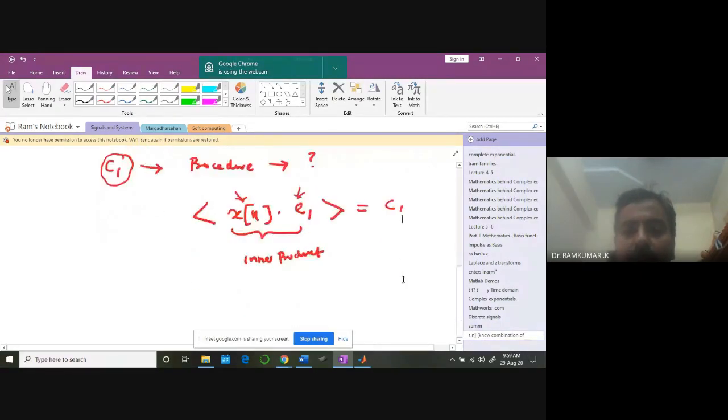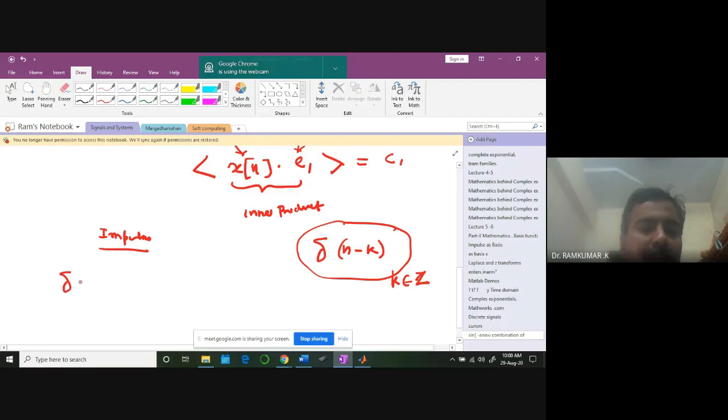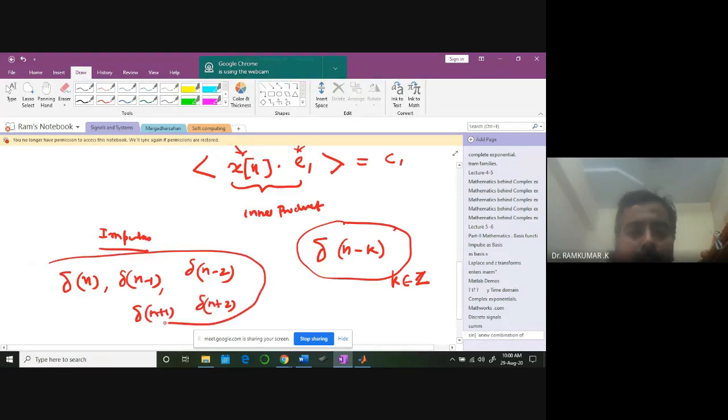Now, in the same manner, we worked out for the impulses also. How did we work out that idea? This idea is quite powerful. So we have a bag of basis vectors, with k being an integer. What are the basis vectors inside this bag? There will be delta n, delta n minus 1, delta n minus 2, delta n plus 1, delta n plus 2. So this is the bag I am talking about. From this bag, I am going to choose my basis vector.